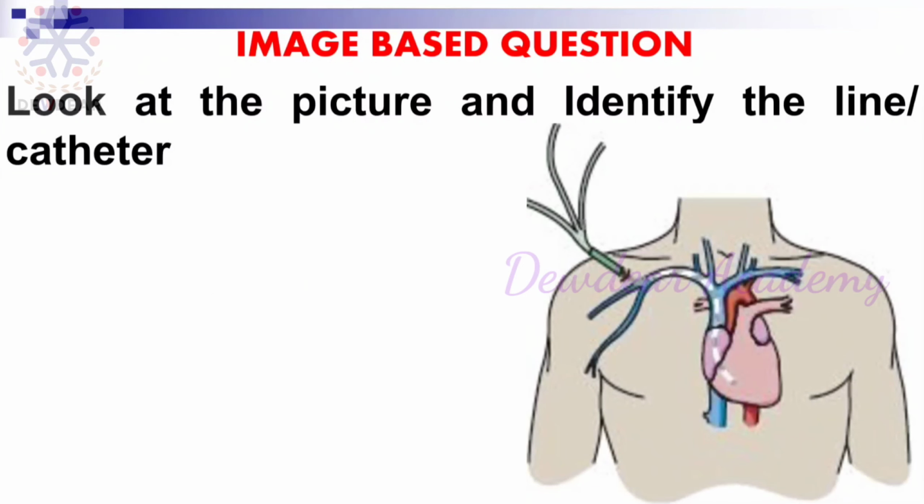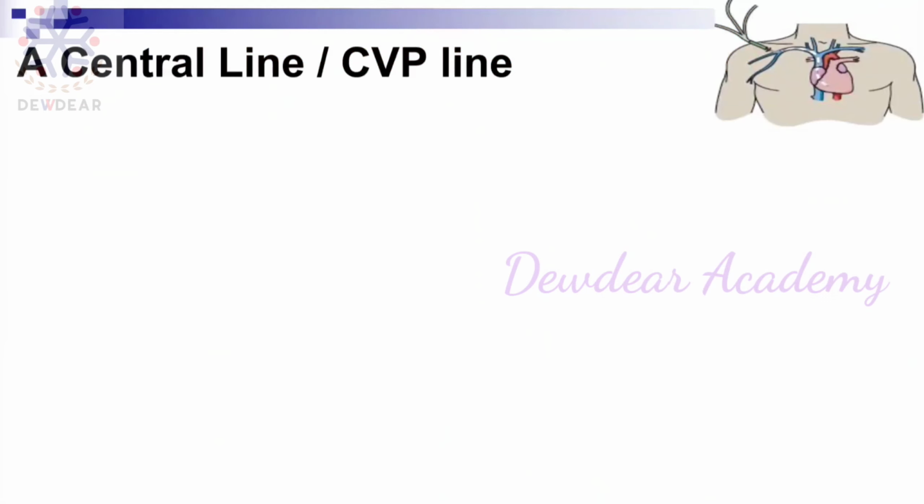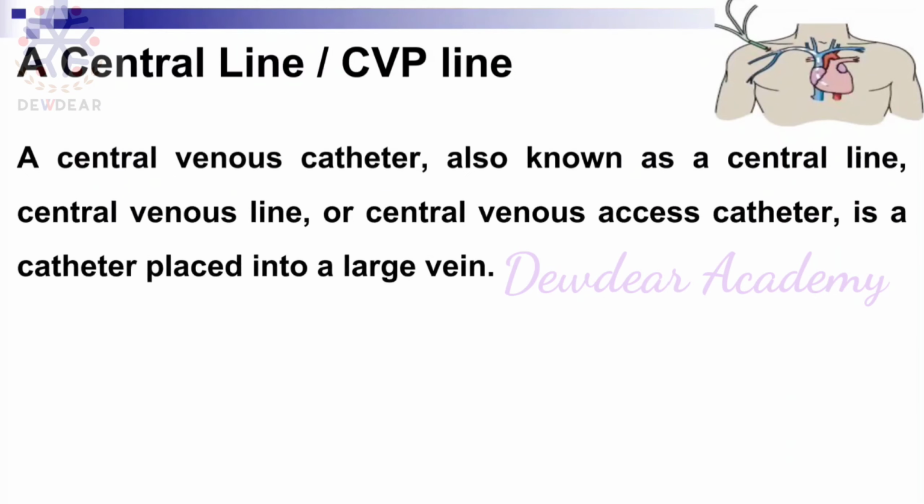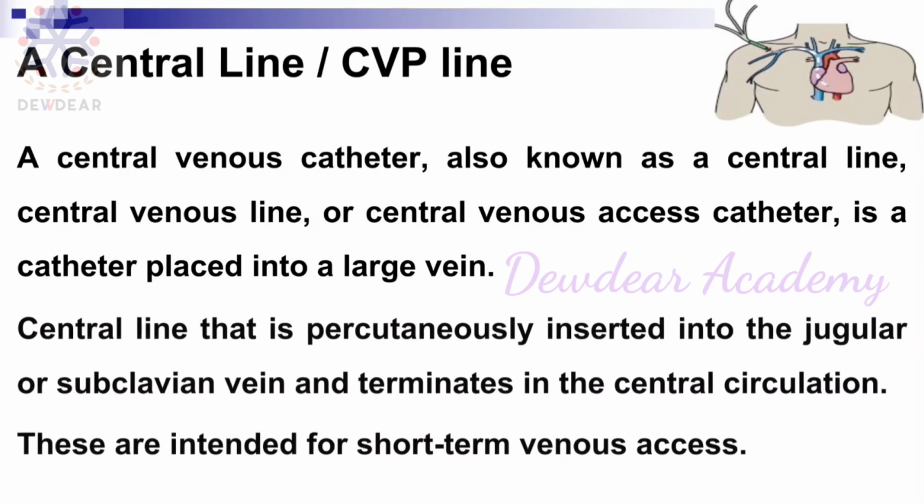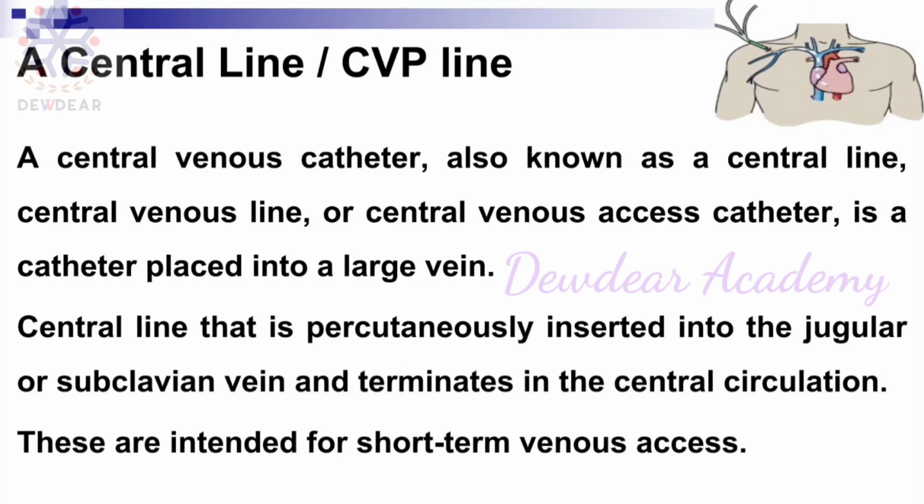Look at the picture and identify the line or catheter. So it is central line or CVP line. A central venous catheter, also known as central line or central venous line or central venous access catheter, is a catheter placed into a large vein. A central line is percutaneously inserted into the jugular or subclavian vein and terminates in the central circulation. These are intended for short-term venous access.